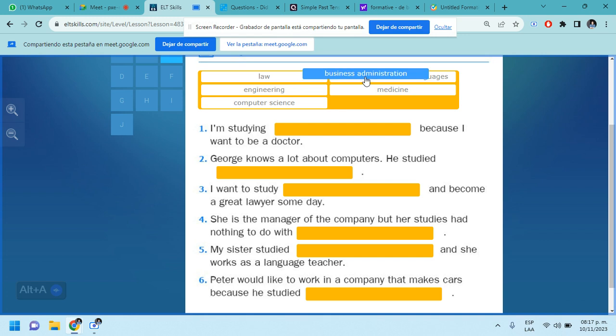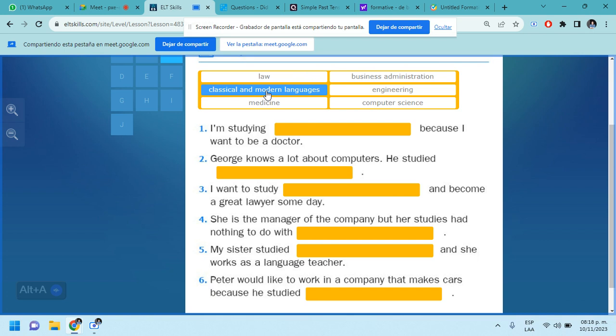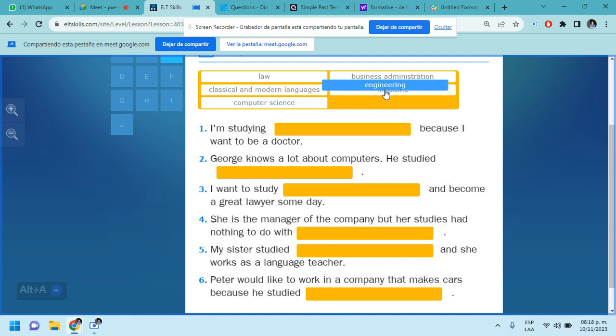Business administration. Classical and modern languages. Repeat, please. Classical and modern languages. Languages, yes, language. Engineering. Medicine. Computer science.